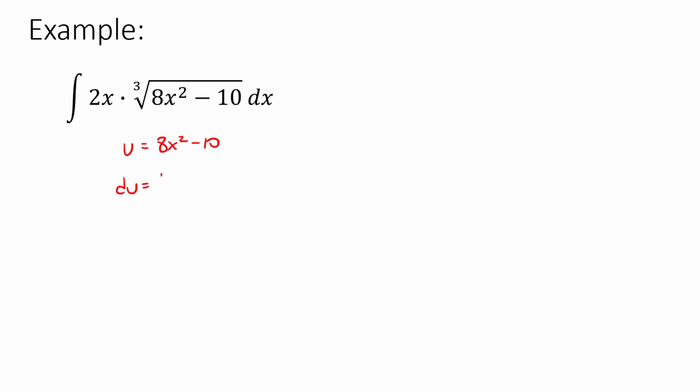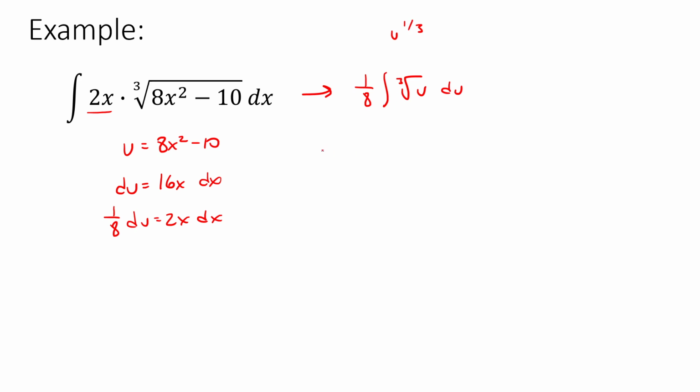Take a derivative. But I want 2x, so I'm going to do 1/8. And now replace. Put the 1/8 in front. The cube root of u, which I can think of as being u to the 1/3. So that's going to be u to the 4/3 over 4/3. And then I'm just going to take the reciprocal, bring that up, right?